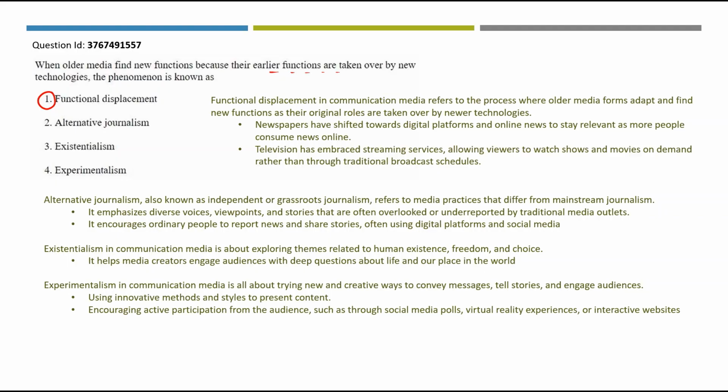What about experimentalism? It is all about trying new and creative ways to convey messages, tell stories and engage audiences. Using innovative methods and styles to present content, encouraging active participation from the audience, such as through social media polls, virtual reality experiences or interactive websites. So just have an idea about the other options. It might be useful for you.